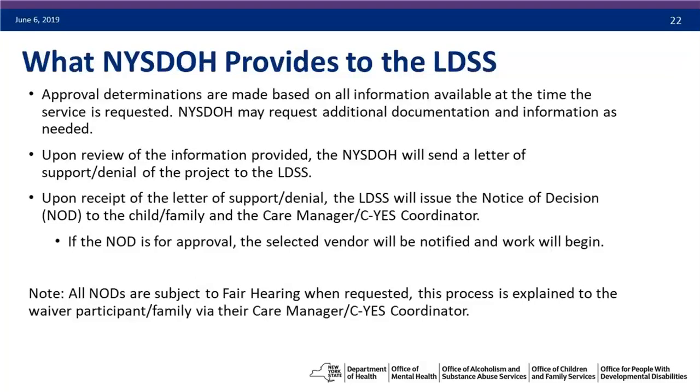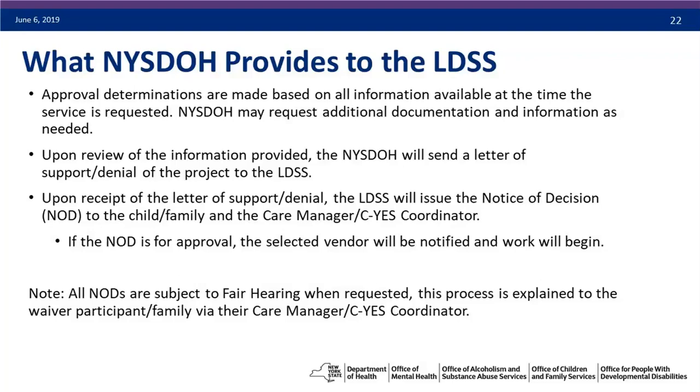So when DOH comes back with either an approval or not, they're going to communicate back to the LDSS that determination. Upon review of the information provided, DOH will send a letter of support or denial for that project. And then upon the receipt of the letter of support or denial, the LDSS will issue that notice of decision. And that notice of decision is going to indicate, yes, you're either authorized for the service or no, you're not.